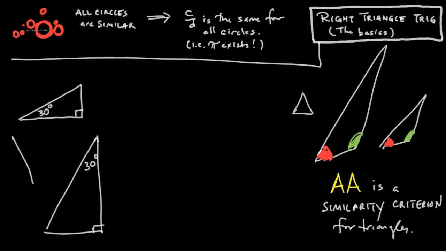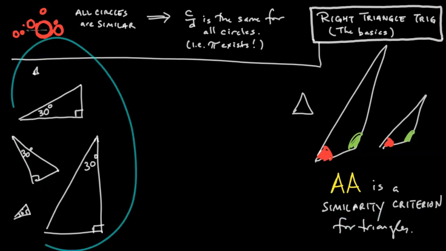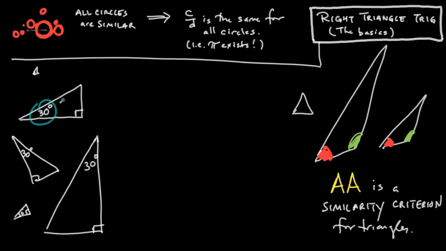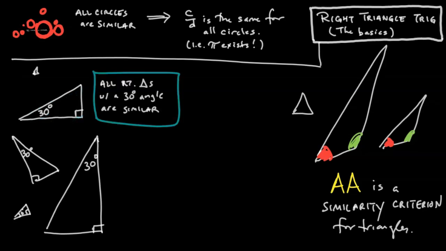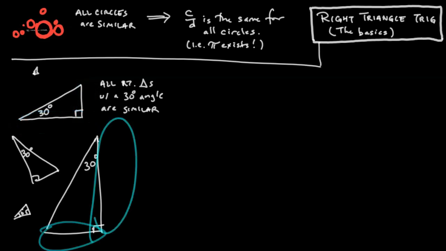Well, of course, there are infinitely many triangles of this sort, right triangles with a 30-degree angle in them. And they're all similar, just like all circles are similar. So you have to imagine this vast family of right triangles with a 30-degree angle, or as we sometimes call them, 30, 60, 90 triangles, because they all have a 60-degree angle as well. And all right triangles with a 30-degree angle are similar. And that implies that the ratio of corresponding sides will be the same on any two of these triangles.